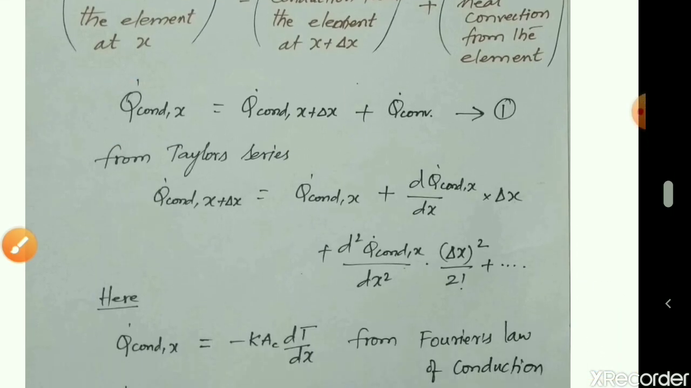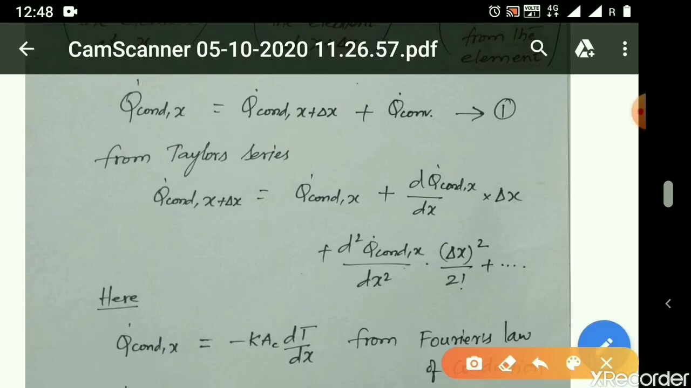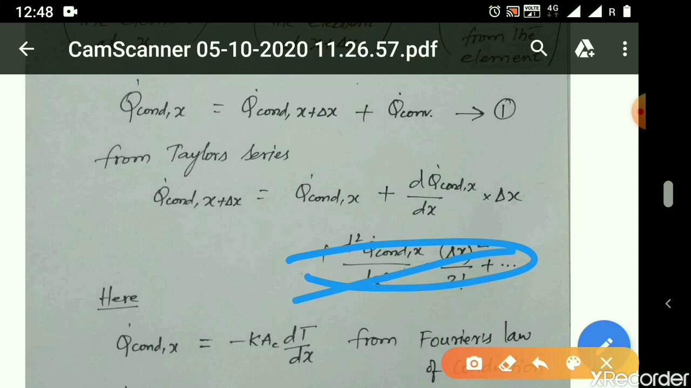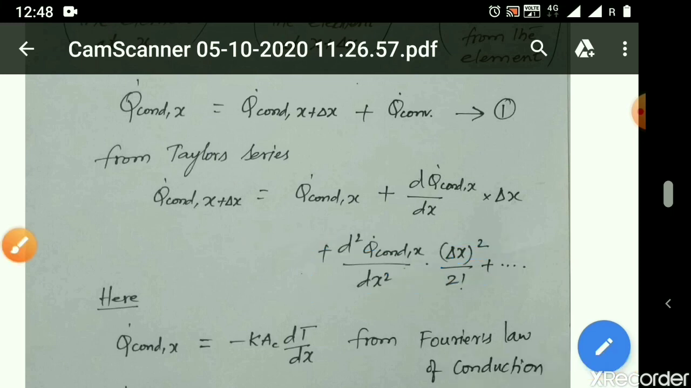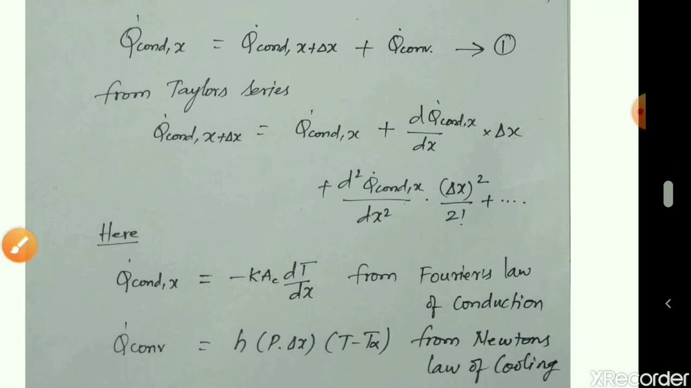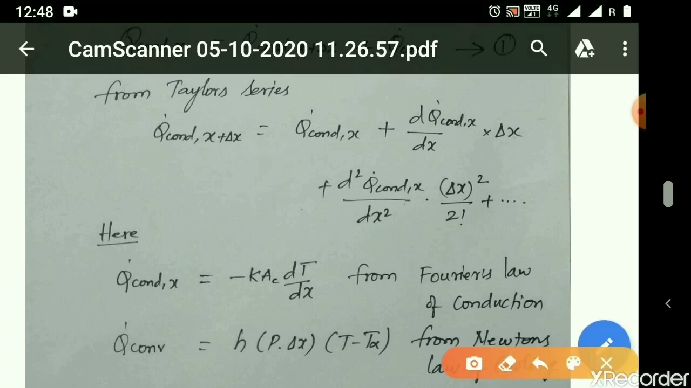And to find the conduction heat transfer rate at x plus delta x, we can make use of the Taylor series. So Q dot conduction at x plus delta x equals Q dot conduction at x plus dQ dot by dx into delta x by 1 factorial plus d square Q dot by dx square into delta x square by 2 factorial and so on. Here we will neglect the higher order terms and consider only up to the first order differential. So the value of Q dot conduction at x plus delta x is Q dot conduction at x plus dQ dot by dx into delta x.